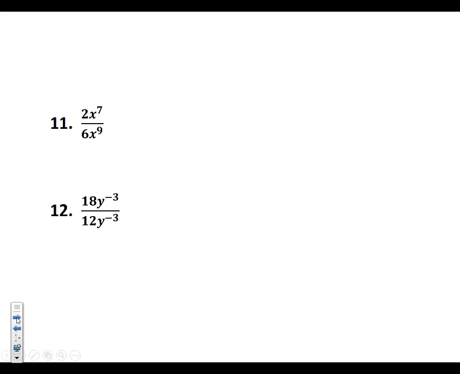Moving on. Number 11, 2x to the 7th divided by 6x to the 9th. Again, taking those coefficients and simplifying those, that's 1 over 3. And then I have x to the 7th minus 9 because I'm dividing x to the 7th by x to the 9th. And when I continue on, that's x to the negative 2 over 3.